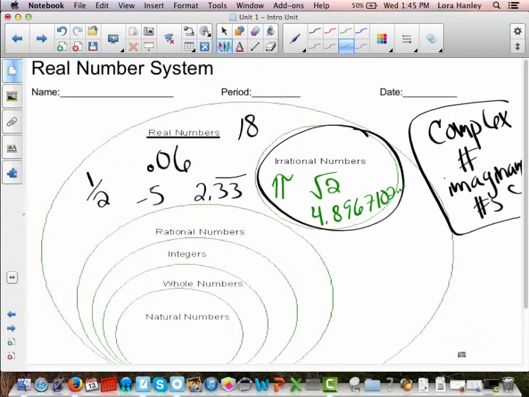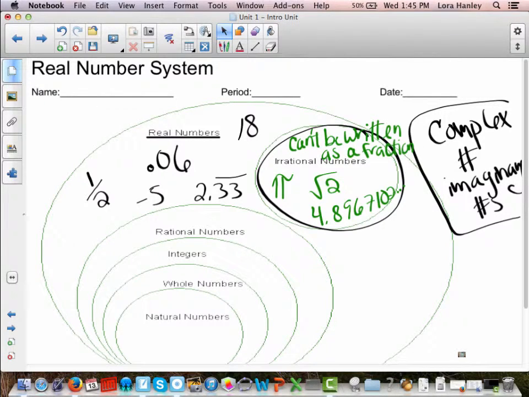Alright? So next, we're going to work within the rational numbers. And there's a lot more categories within rational numbers. Both irrational and rational are considered real numbers. But if irrational numbers can't be written as fractions, then essentially the definition of a rational number is a number that can be a fraction or can be written as a fraction.